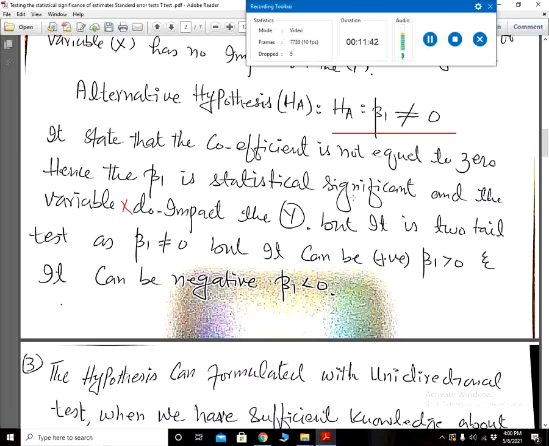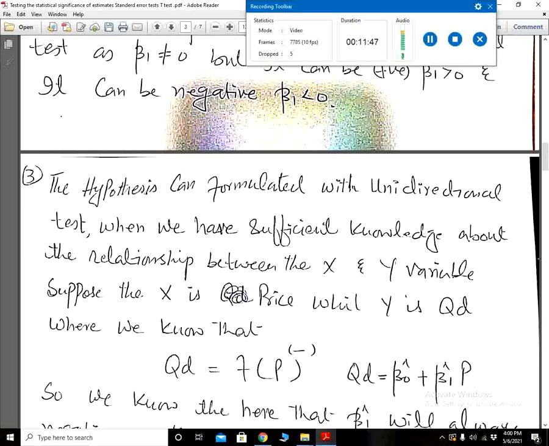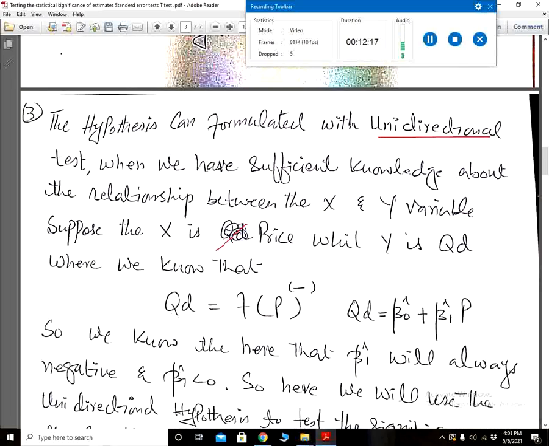There may be a single-tailed hypothesis, which is a unidirectional hypothesis. The hypothesis can be formulated with a unidirectional test when we have sufficient knowledge about the relationship between x and y variable. Yes, we can formulate the unidirectional hypothesis, but only when we have in-depth insight about the relationship between x and y variable. Let me give an example of this.